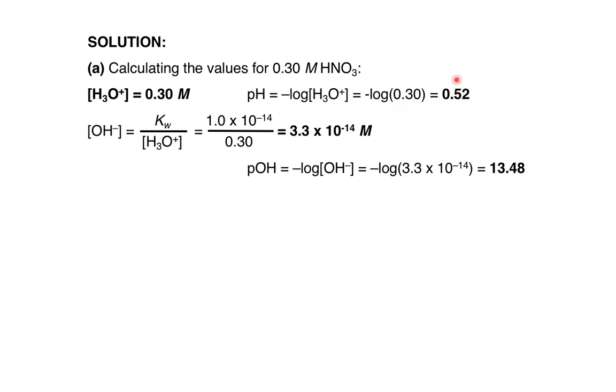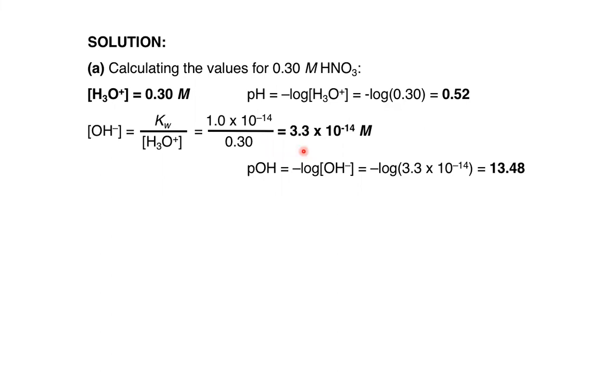Then to find the hydroxide concentration, we need to use our Kw. So that means Kw over the hydronium ion concentration. So it's going to be equal to 1.0 times 10 to the minus 14 over 0.30 molar, which will give us 3.3 times 10 to the minus 14 molar as our hydroxide concentration.